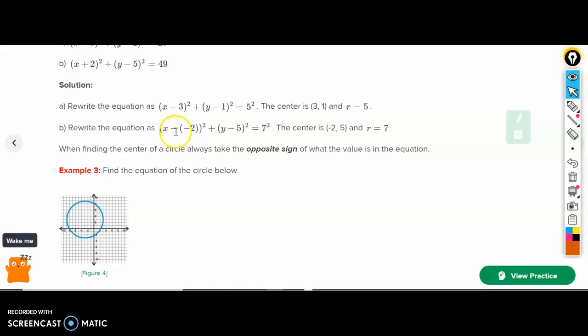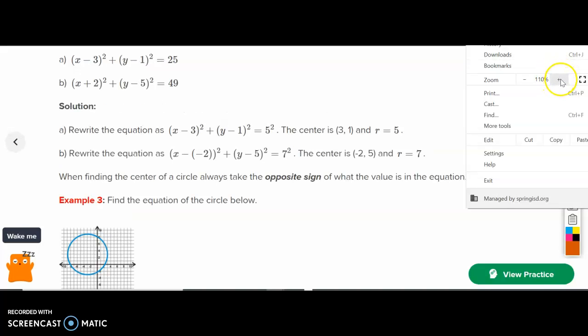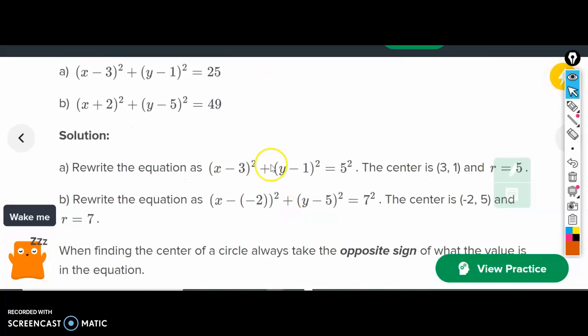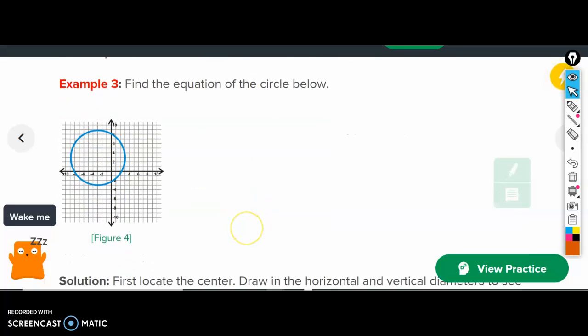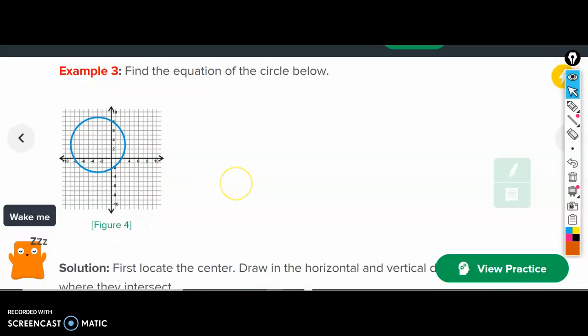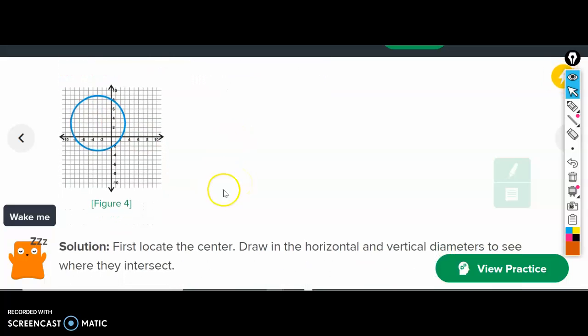They rewrite it using the negatives. Find the equation of the circle below. I'm going to increase the size to make it a little easier to see. So they say to find the center first. Draw in the horizontal and vertical diameters to see where they intersect.